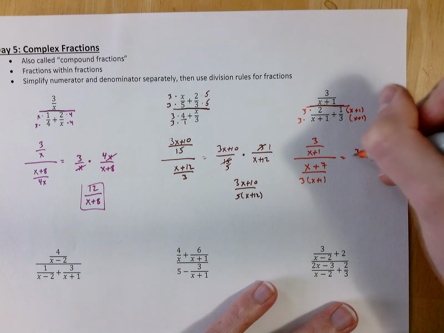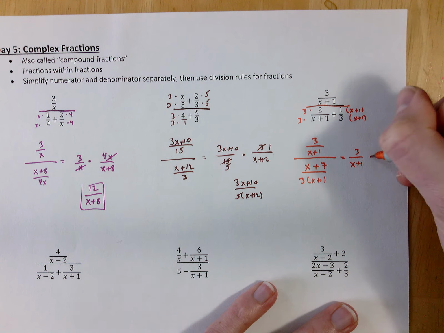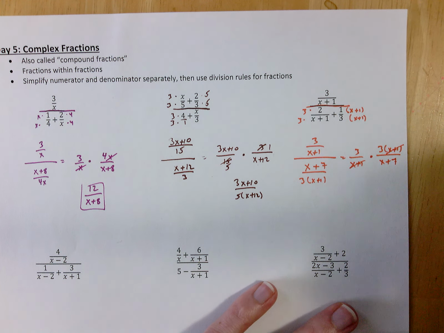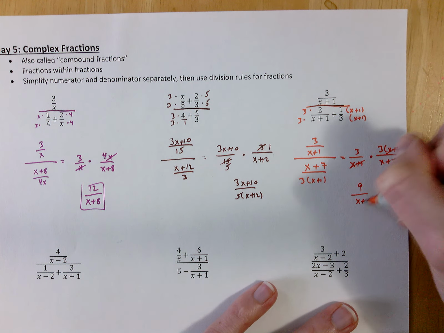Great, and then the first one stays the same. Change it to multiplication, flip the second one. And then we look for any common factors. So the x plus 1s will cancel, and that's it. So 9 over x plus 7.